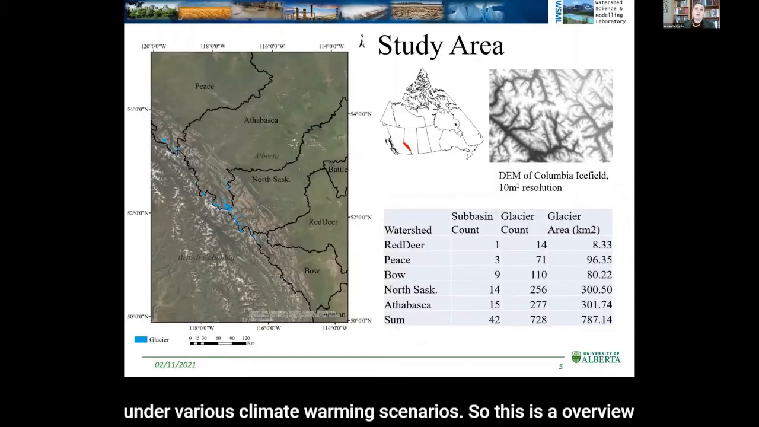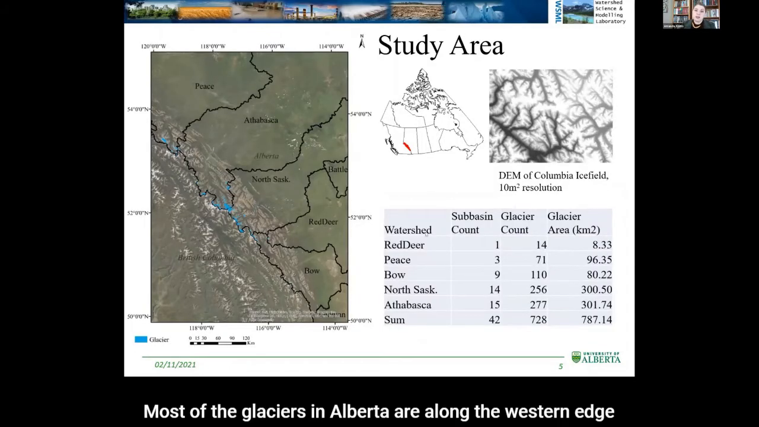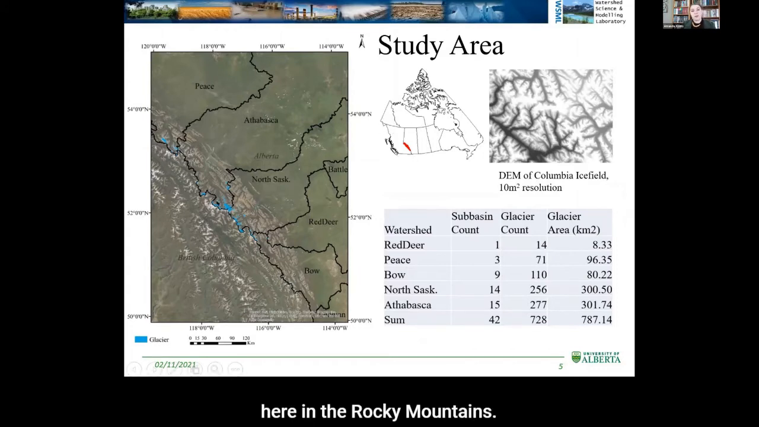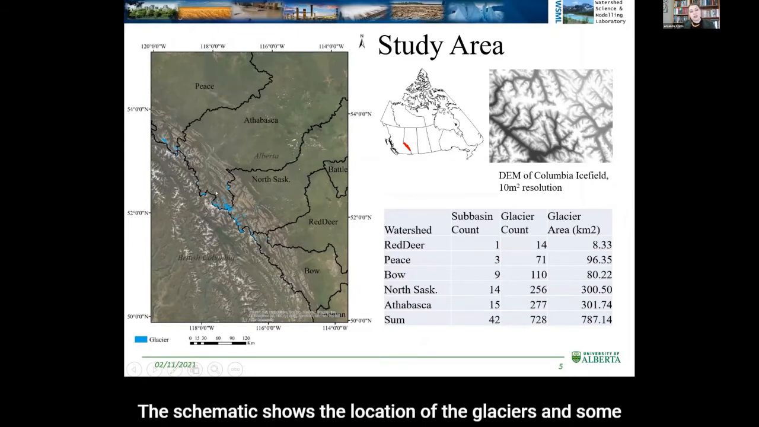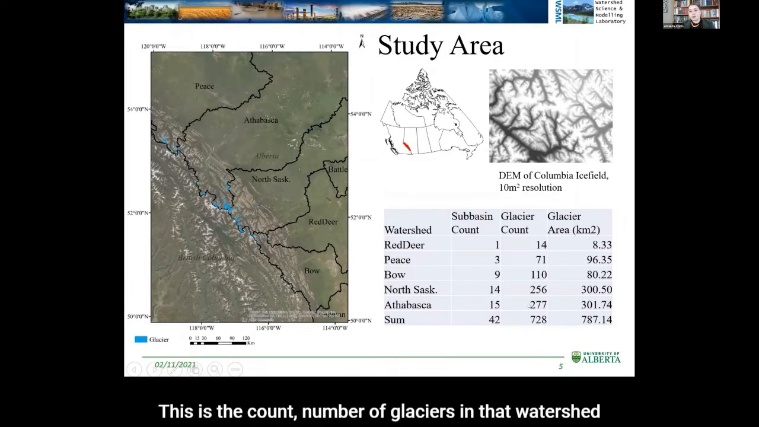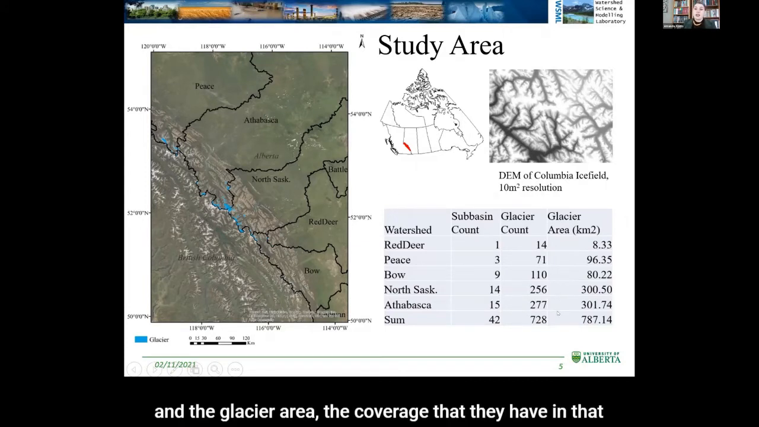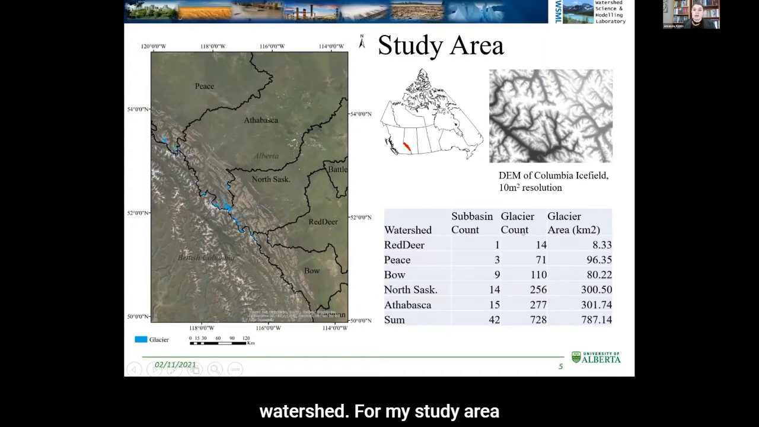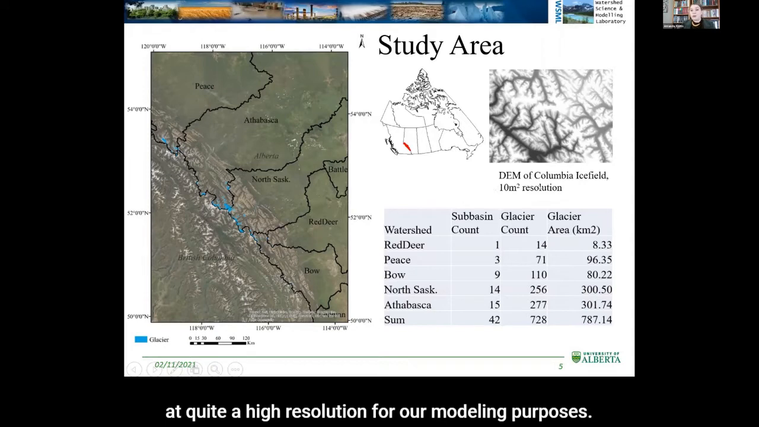So this is an overview of my study area. Most of the glaciers in Alberta are along the western edge here in the Rocky Mountains. The schematic shows the location of the glaciers and some of the watersheds that they feed. That's also shown in this table. So here are some of the watersheds. This is the number of glaciers in that watershed and the glacier area, the coverage that they have in that watershed. My study area, we are working at quite a high resolution for our modeling purposes.